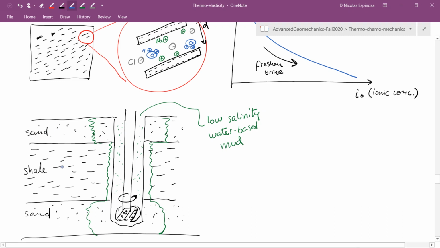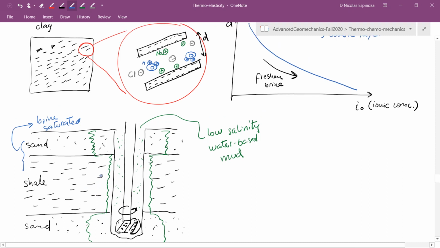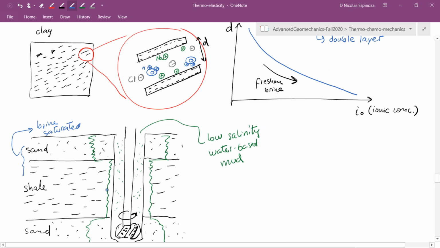Both the sand and the shale are originally brine saturated, and usually this salinity tends to be high. Therefore, if I'm using a solution with a low salinity and lowering the salinity of the water within the pore space of the shale, the result is going to be that the ionic concentration is going to go from a high concentration to a low concentration.